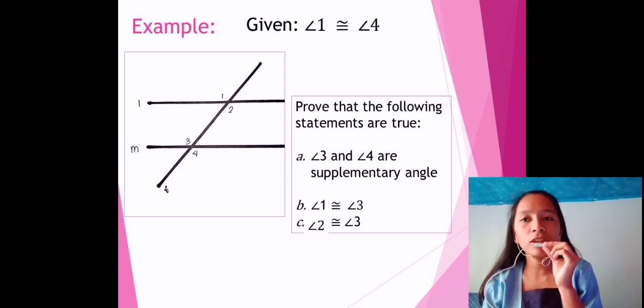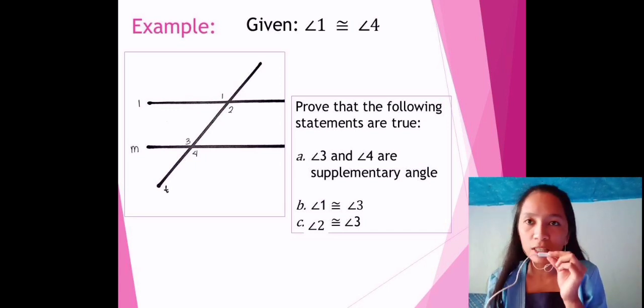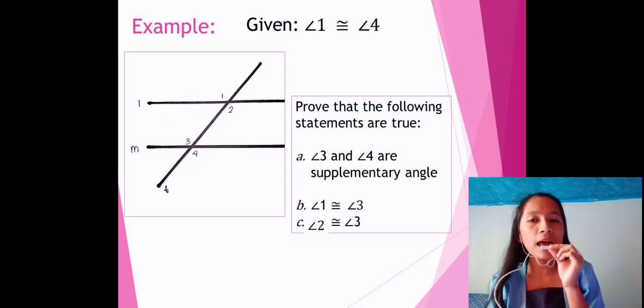And dito sa figure natin, wala siyang given na measurement ng angle 3 and angle 4 dahil yung given niya lang ay angle 1 is congruent to angle 4. So, hindi natin malalaman kung yung pag pinag-add yung measurement ng angle 3 and angle 4 is magiging 180 degrees. Hindi natin mapuprove kung tama ba siya kasi kulang yung given natin or kulang yung facts natin.